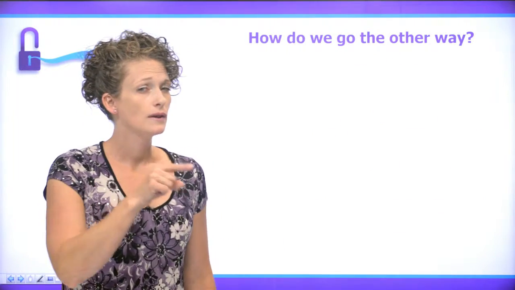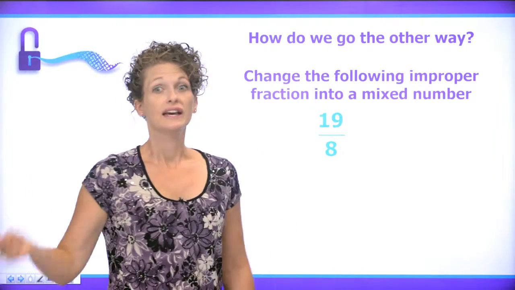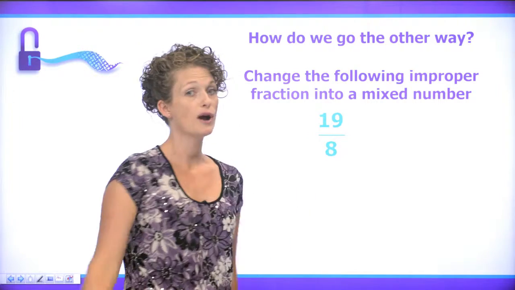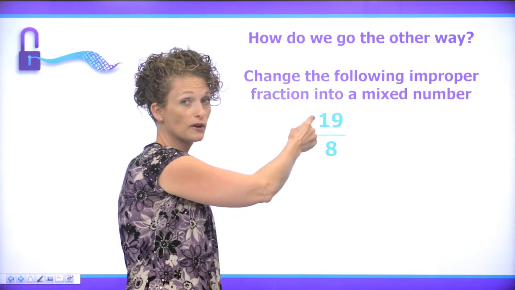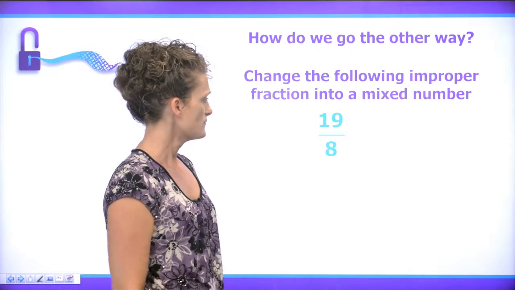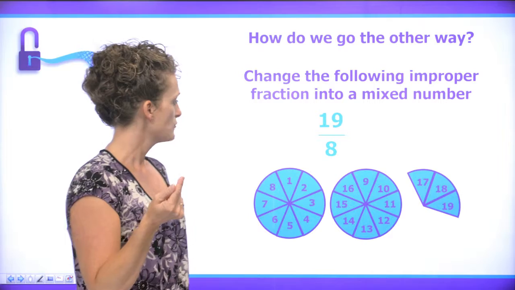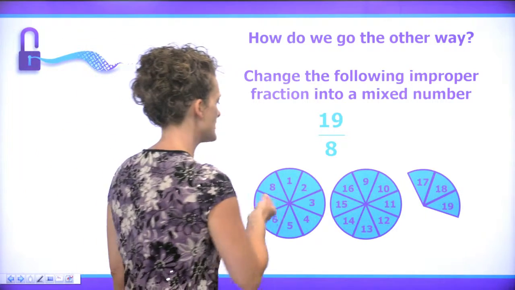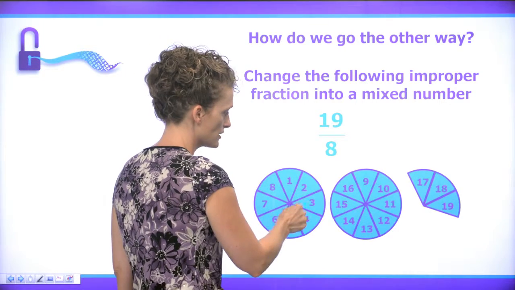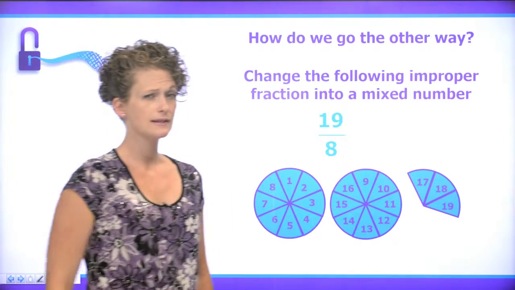So how do we go the other way? Well, let's change this following improper fraction into a mixed number. Again, we know it's improper because the top, the numerator, is bigger than the bottom, which is the denominator. All right, so the question we have to ask ourselves is, if we look at this visually, we can see that we have 8/8 here, another 8/8 here, and then we have 3/8 left over.